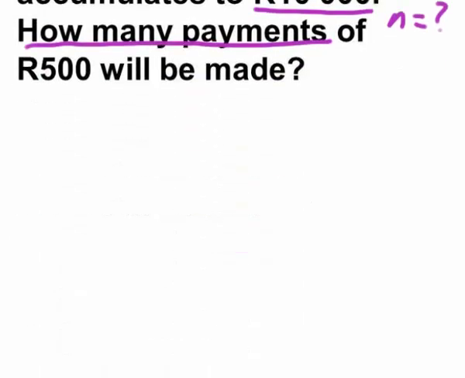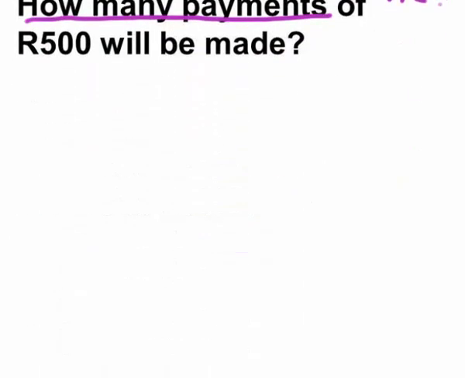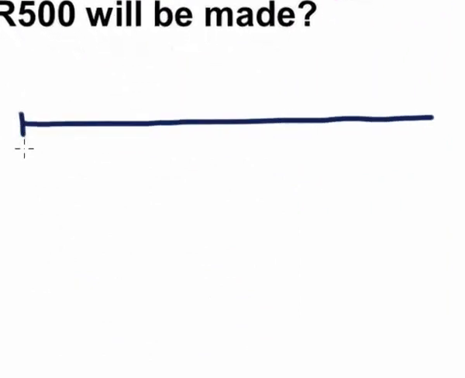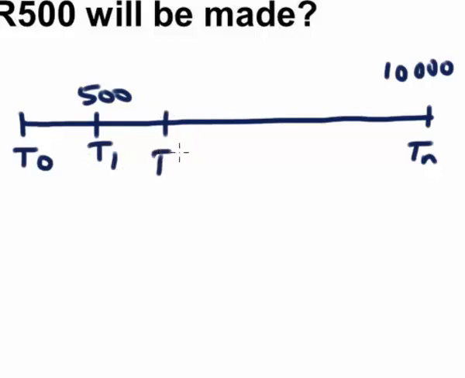So let's draw a timeline and see what happens. In this example, money is going to be accumulated, we don't know over how long, but it will grow to 10,000. If invested in 1 month's time, the first payment only starts at T1, and we go up from there. So there are n payments.